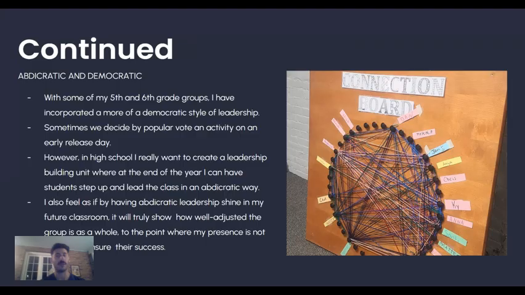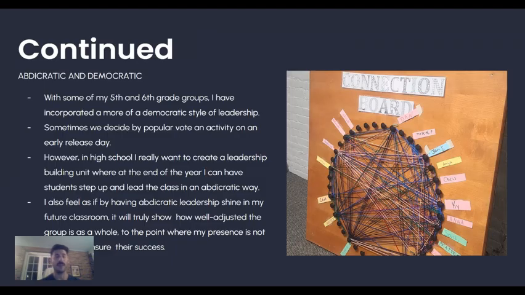Abdocratic and democratic. With some of my fifth and sixth grade groups, I've incorporated a more democratic style of leadership. Sometimes we decide by popular vote an activity for the day, such as on an early release day. However, in high school, I really want to create a leadership building unit where at the end of the year I can have students step up and lead the class in an abdocratic way.